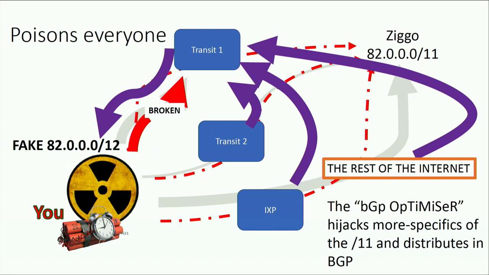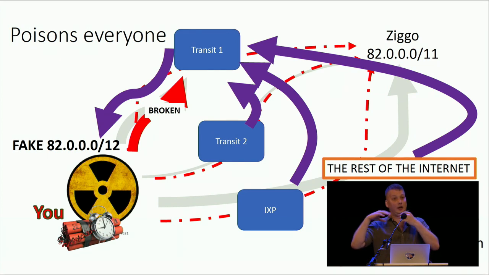Because that /12 is an entire fabrication. It's a lie, it's a hijack. It should not exist, and it should not exist on the global internet. And as long as these lies stay within the domain of the deployer of the BGP optimizer, things are fairly well. But you cannot guarantee that those route announcements stay within your domain. And every few months, we see large-scale routing incidents, and a lot of the time, it's one particular company that turns out to be involved.